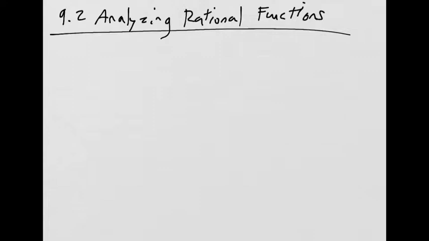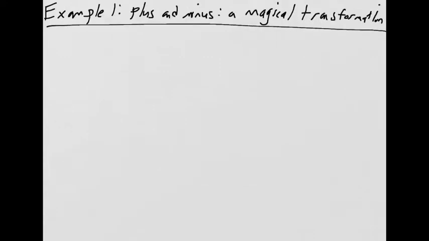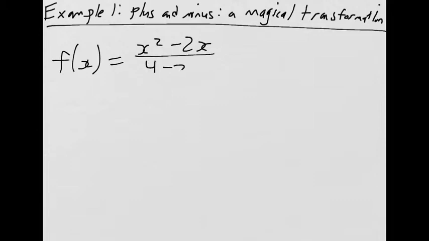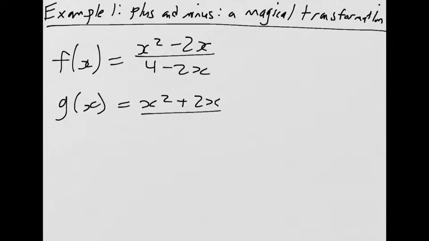So I'm going to show you two functions today that are very similar to each other. And I'm going to use a thinner marker. There's f of x equals x squared minus 2x over 4 minus 2x. And a very, very similar function, g of x equals x squared plus 2x all over 4 minus 2x. They're pretty close to being the same thing.